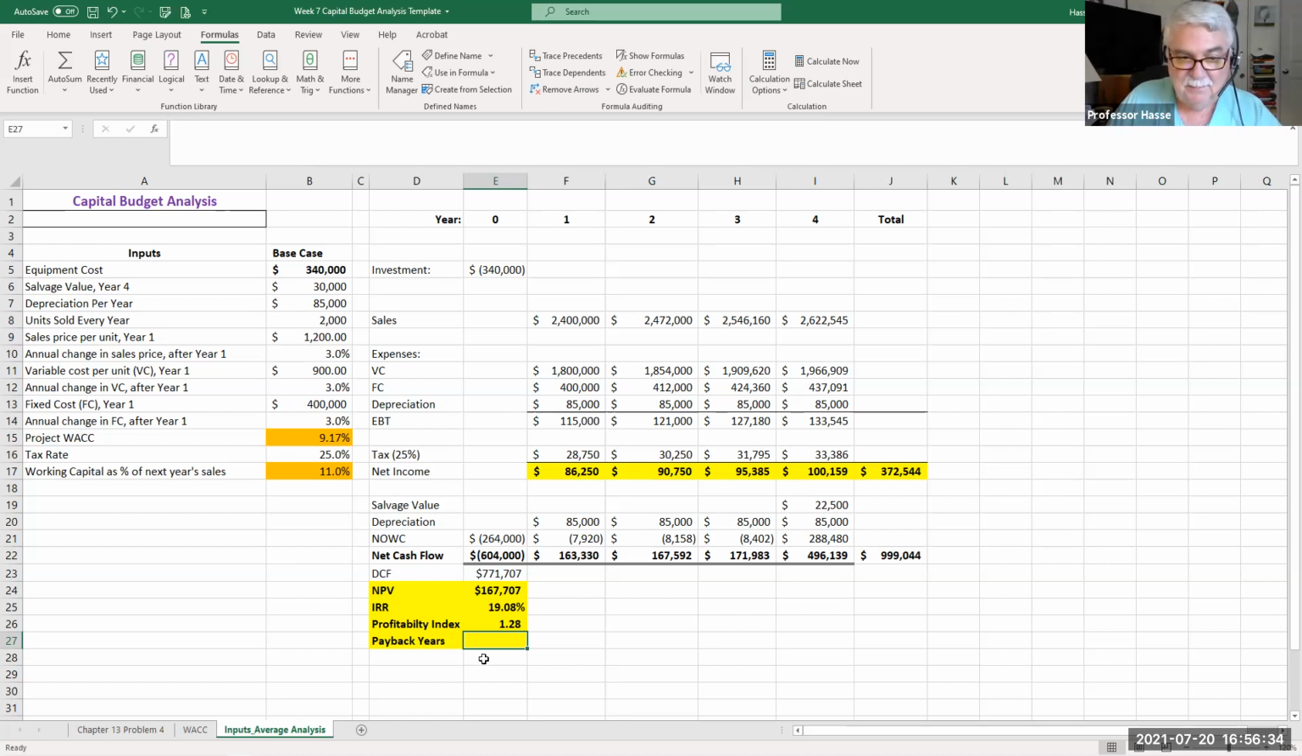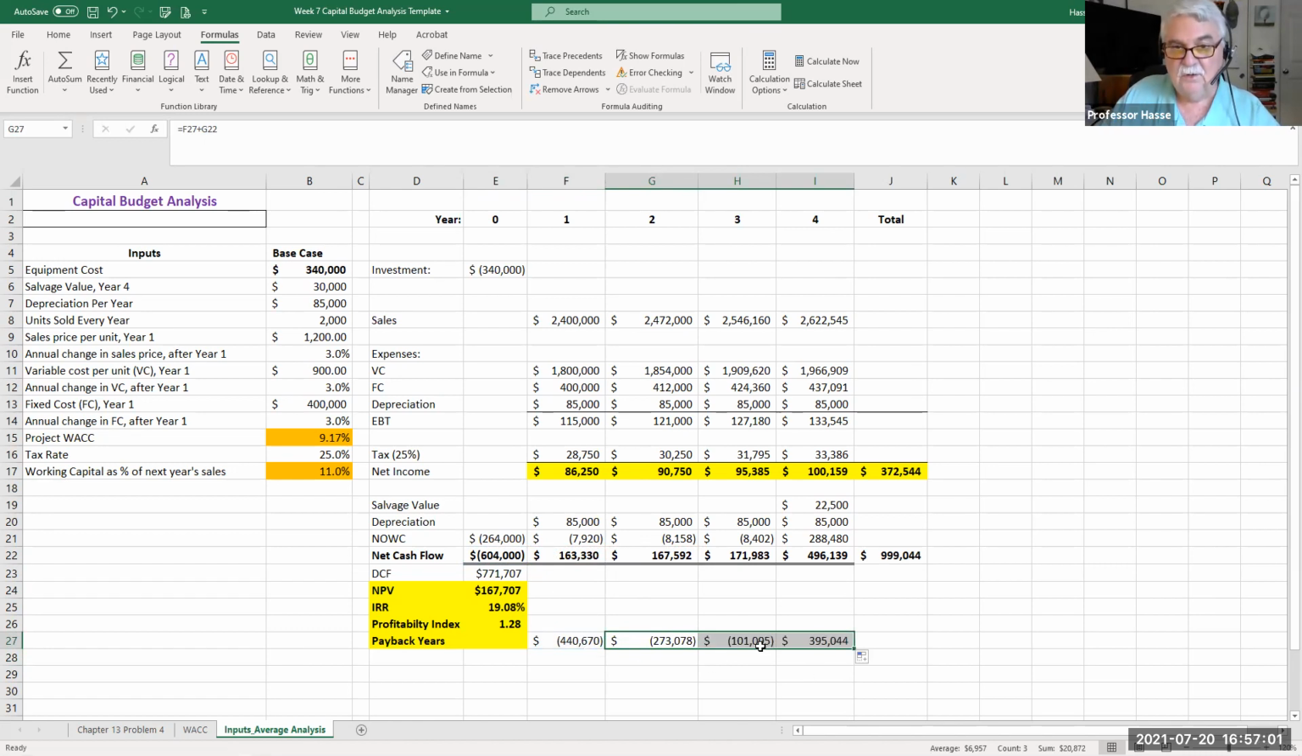How long does it take us to pay back this $604,000? Well, $604,000 plus the year 1 cash flow, that's left to be paid back. What's the balance left, plus the year 2 cash flow. We still have $273 to pay back. And now we'll just slide this over. And if you can see, notice at the end of year 3, we still have $101,000 to pay back. But naturally, our cash flow in year 4 is $496. So we're paying it back sometime during year 4.